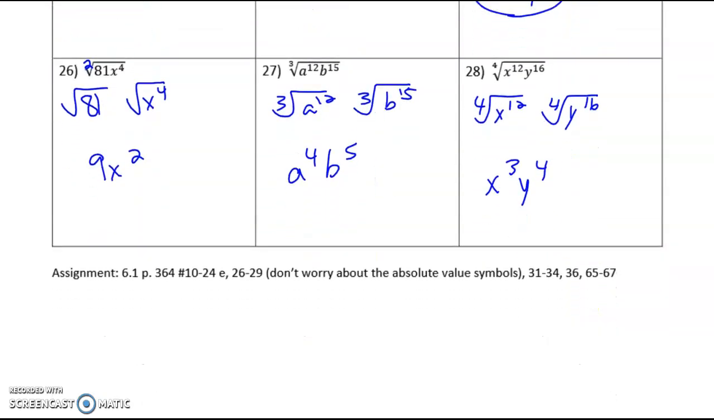All right, go ahead and get started with the assignment. There are some directions that say if you're doing the square root, you need the absolute value symbol. You don't need to worry about that. Okay, so don't worry about the absolute value symbols. Go ahead and get started.